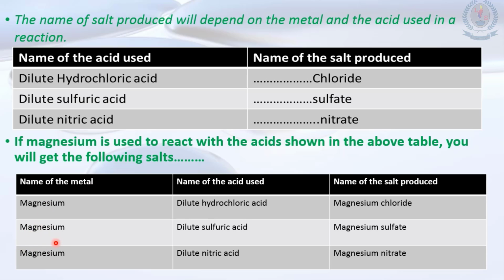Likewise, if we carry out the reaction between magnesium metal and dilute sulfuric acid, then you will get magnesium sulfate as the salt. And if we carry out the reaction between magnesium and dilute nitric acid, you will have magnesium nitrate as the salt. Can you understand? Depending on the metal and acid that we are using, the salt can vary.